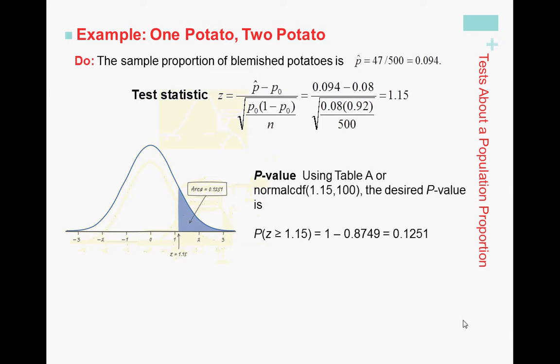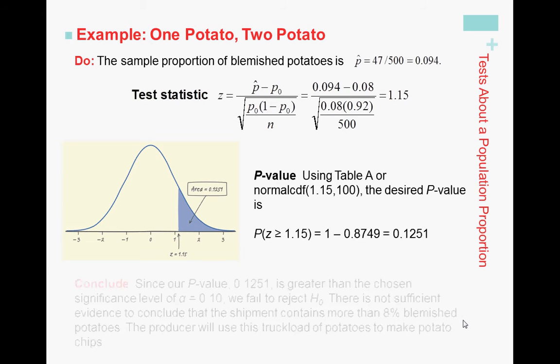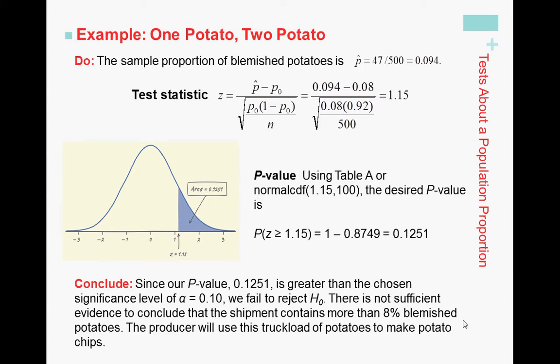So we did our 3 steps for do, showed our sample statistic, our test statistic, and our p-value. So now we can conclude. Since our p-value is greater than the chosen significance level of alpha equals 0.10, we fail to reject the null. There is not sufficient evidence to conclude that the shipment contains more than 8% blemished potatoes. The producer will use this truckload of potatoes to make potato chips. And, good news, we can calculate the p-value for this in our calculators using the one-prop z-test.